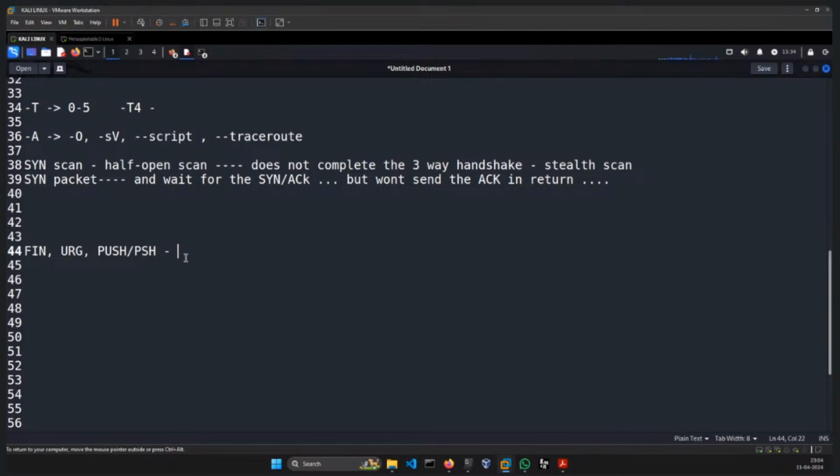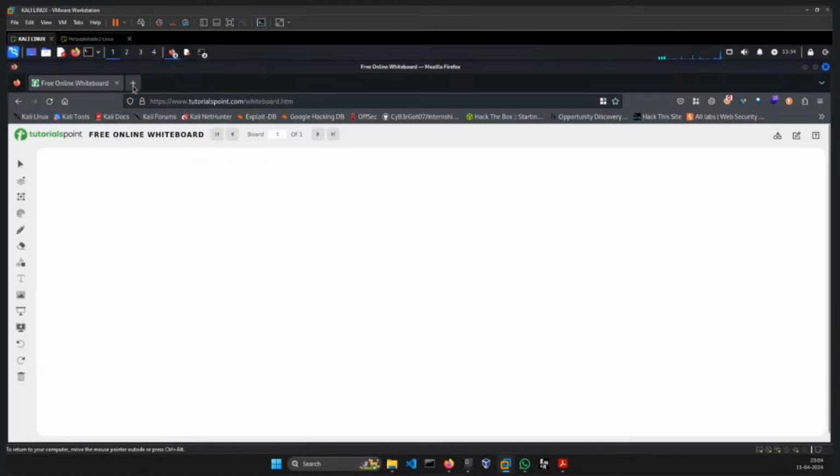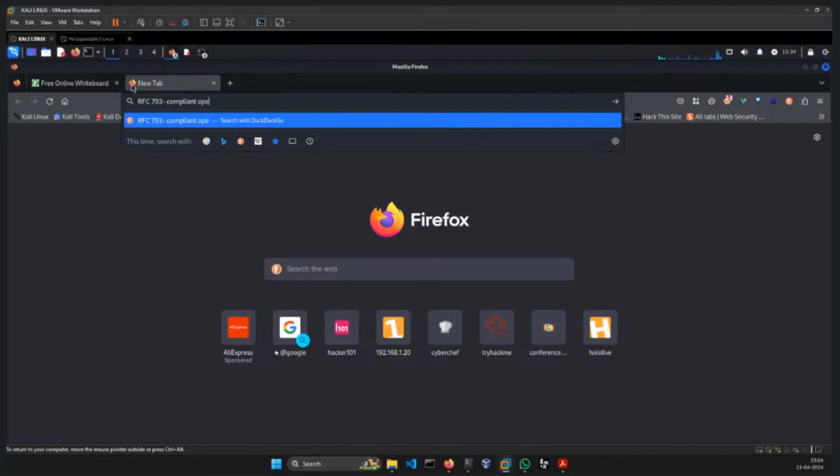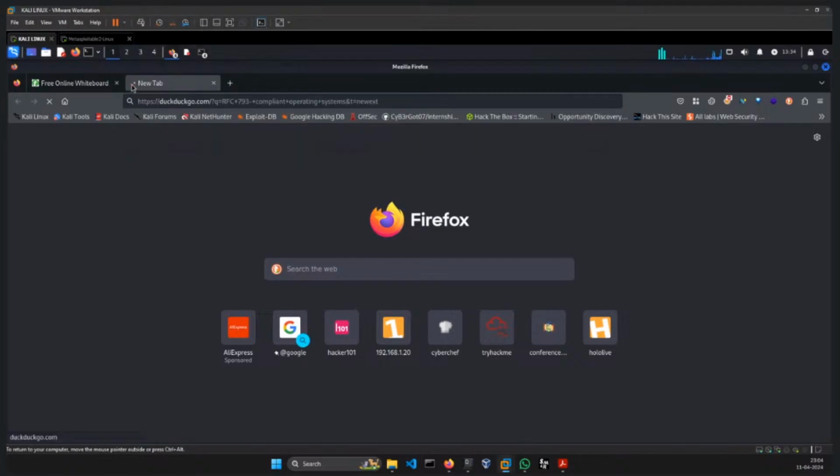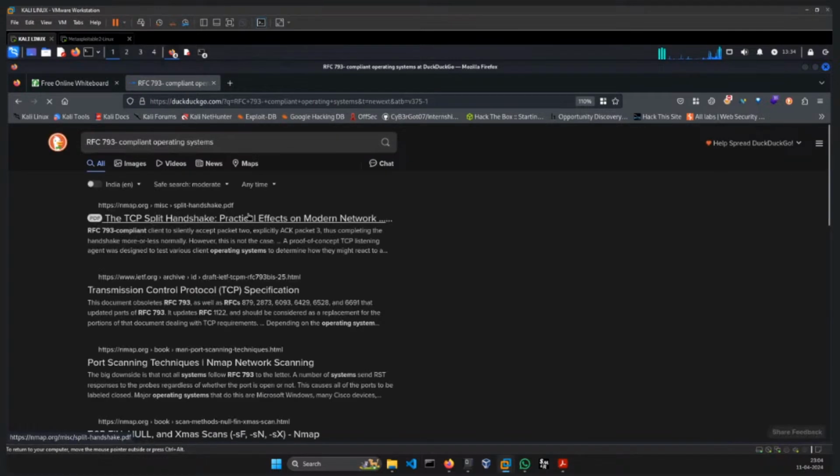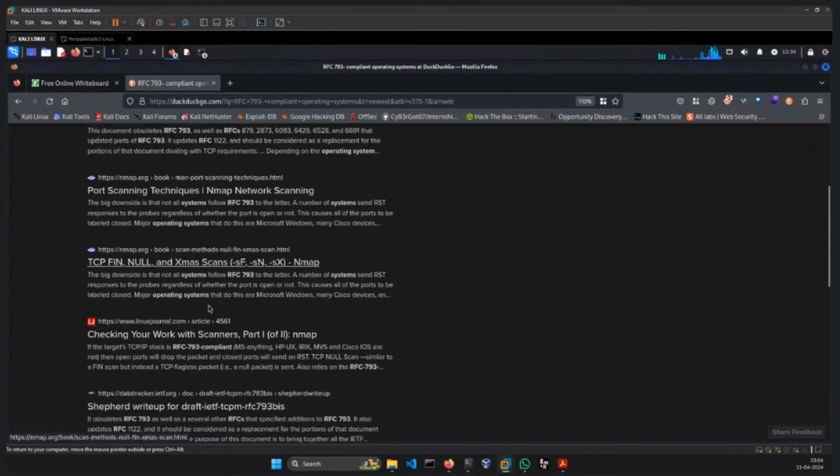But the problem is this works on OSs that are RFC 793 compliant. And these are practically the older versions of operating systems, right? So if you just copy this and search in your Google, let's see, you will see it is bringing out our port scanning techniques only.